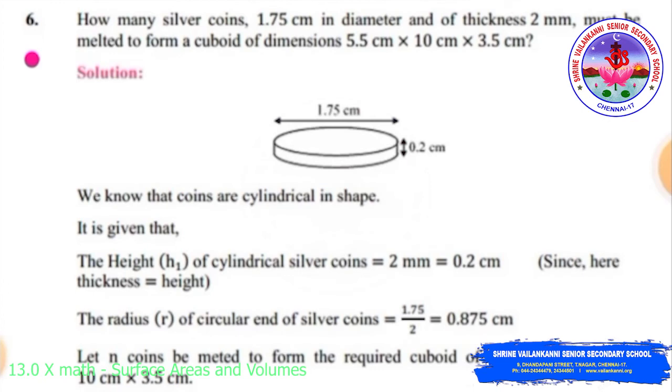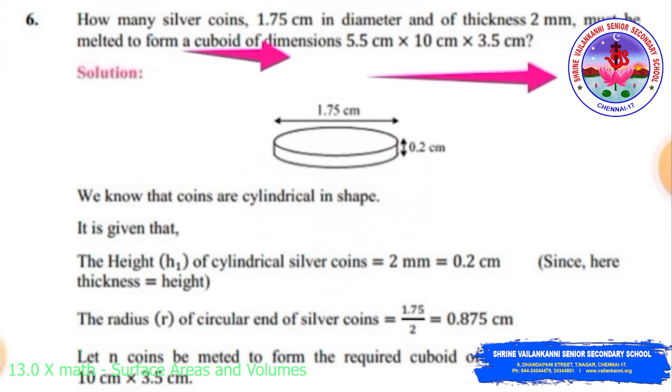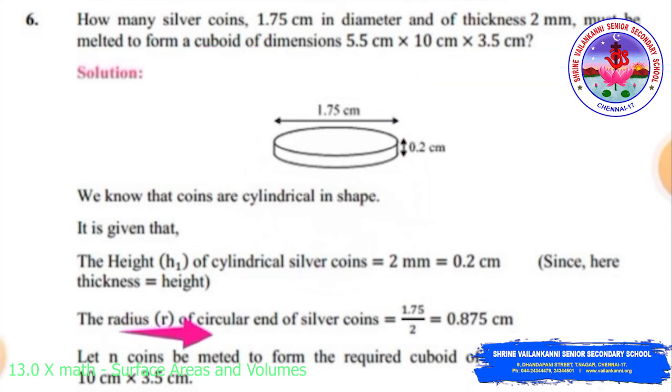Next problem, how many silver coins 1.75 centimeter in diameter and of thickness 2 millimeter must be melted to form a cuboid of dimension 5.5 centimeter into 10 centimeter into 3.5 centimeter. We know that the coins are cylindrical in shape. So it is given that the height of the cylindrical silver coin is equal to 2 millimeters, equal to 0.2 centimeter. The radius of the silver coin will be 1.75 centimeter divided by 2, which is equal to 0.875 centimeter. Find out the number of coins.